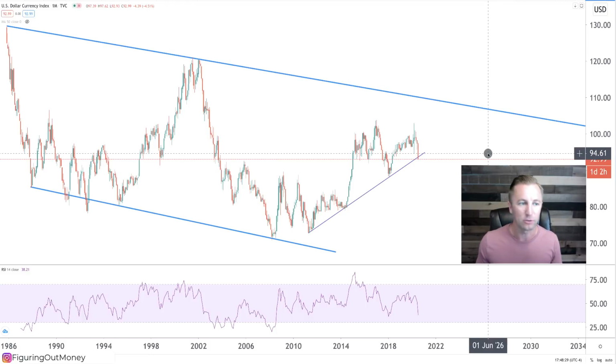What's up, everybody? Michael Silva here to do technical analysis on the DXY. This is the US dollar currency index.